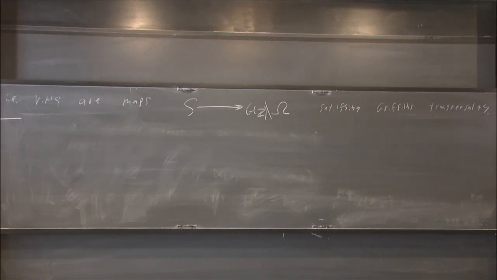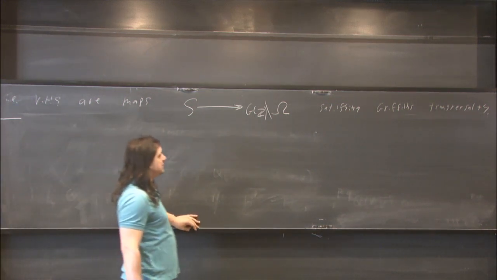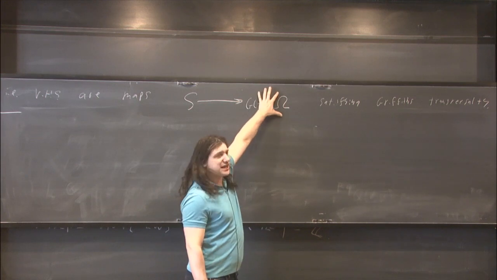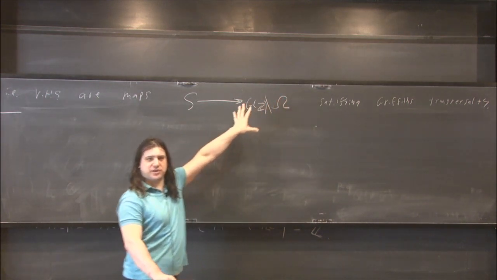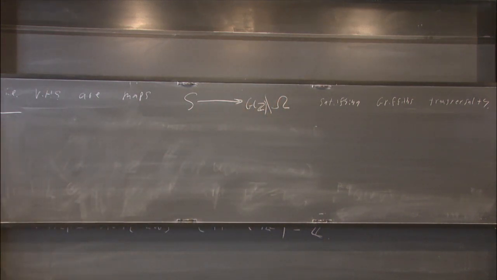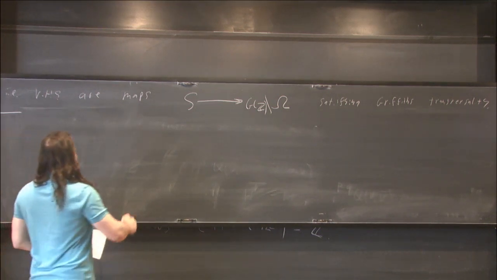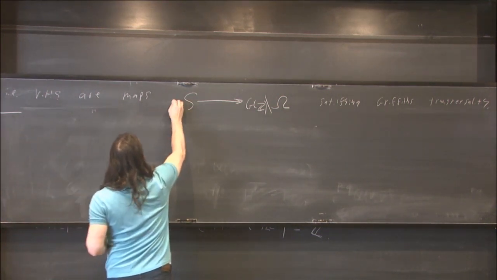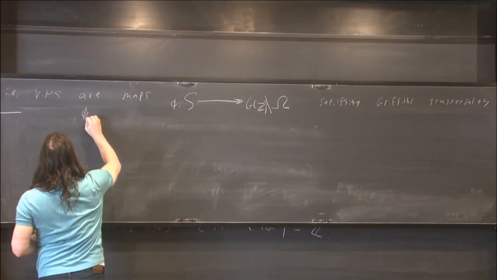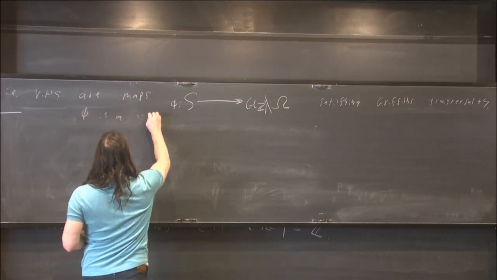All right, so that's the definition. Now let me switch gears a little bit and talk about the kind of structure we want to put on here in order to get some tameness properties for these period maps. So let's call these maps: phi is a period map.